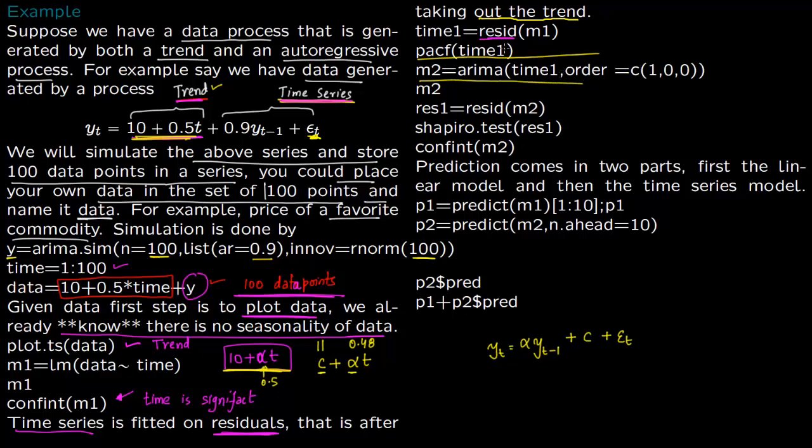ARIMA time 1. Time 1 is the data set you are fitting. Order is 1 0 0. There is no moving average, only one lag. So we will run the model and check the residuals. We do a Shapiro test on the residuals, and we have to make sure that these residuals are normally distributed. So we want the Shapiro test's value to be greater than 0.05, so that you do not reject the null hypothesis. And then we will check out the confidence intervals and see what comes out.